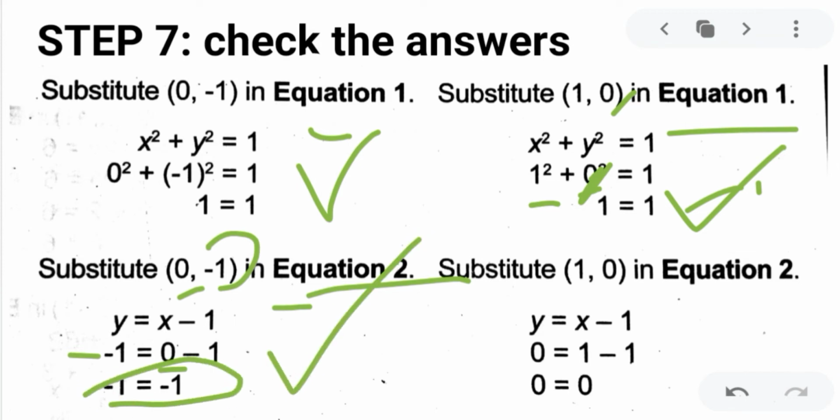Now, substitute 1, 0 in equation 2 to know if the points are correct. So we have here y equals x minus 1. The value of your y is 0. The value of your x is 1. Then that will be 0 equals 1 minus 1. 0 equals 0. Therefore, the equation is true.